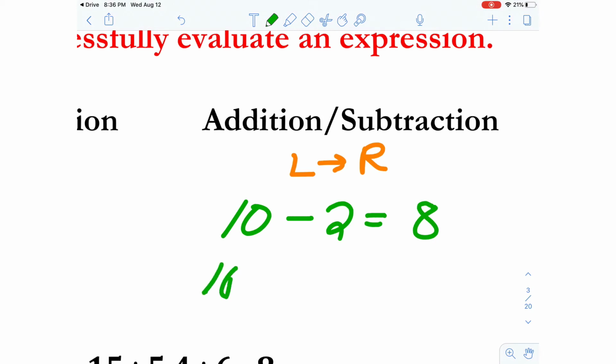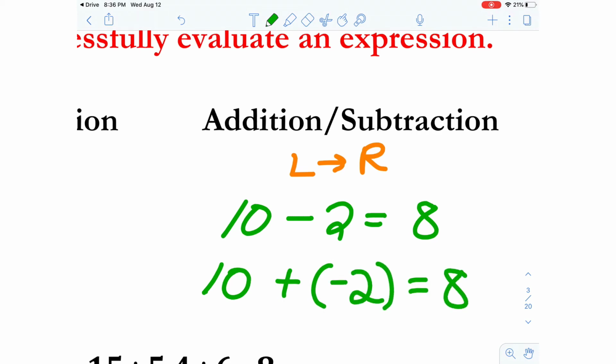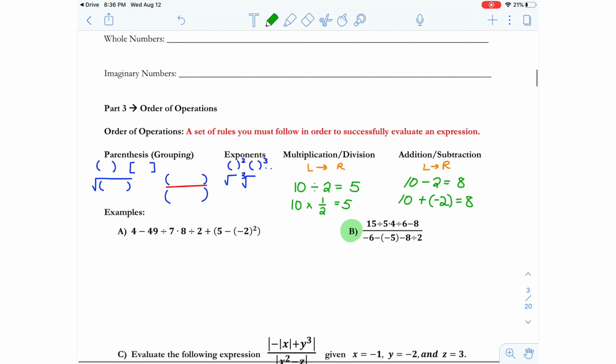How can I turn that exact same thing into an addition problem? 10 plus negative 2 is 8. Subtraction is just adding negatives. Okay, that's all it is. It's addition. It's the addition of negative numbers. Crazy, crazy, crazy. But that is the truth. That's why we can swap.